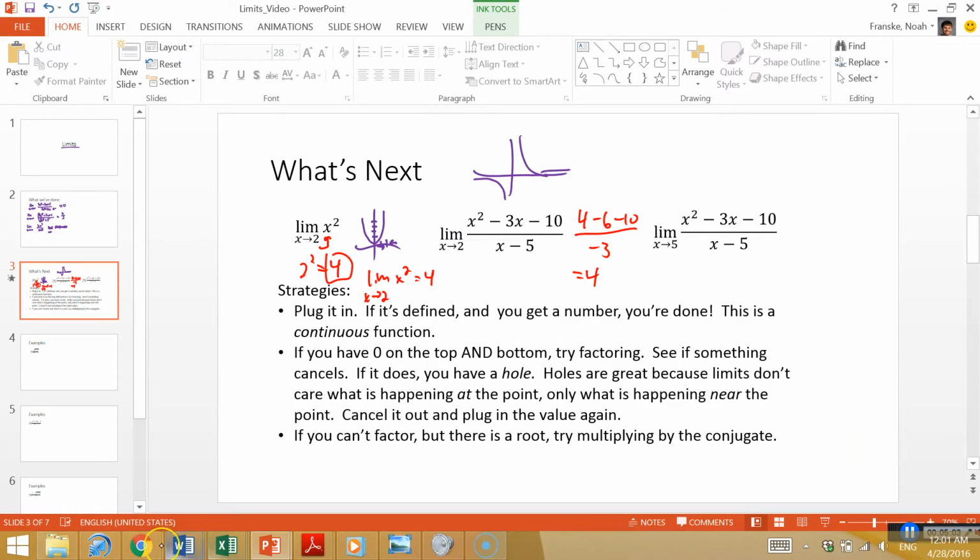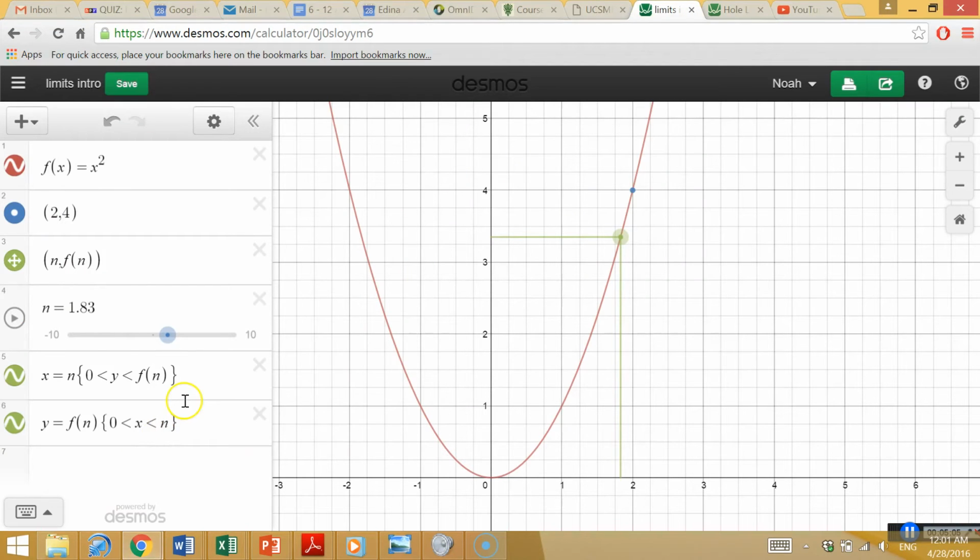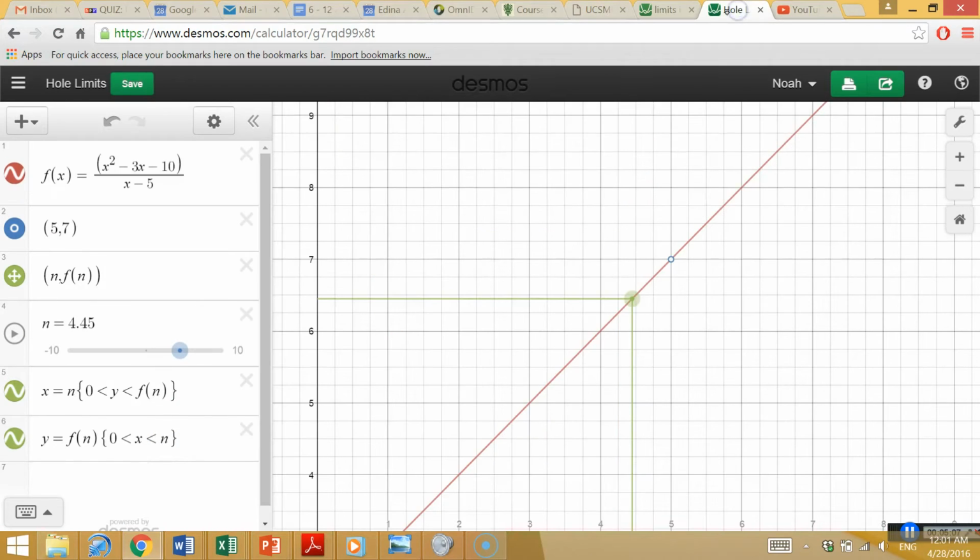So go over to our Desmos again. I think I've got that ready to go right here. Okay. So here's our Desmos. So as x approaches 2, so we're getting close to 2 there, we see once again our y values are getting really close to 4. So both of these are not very exciting because they are what are called continuous functions at those points.